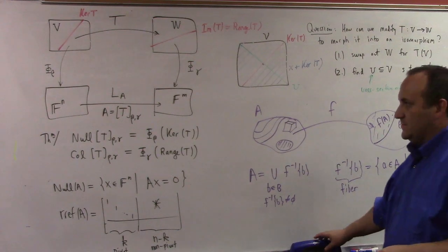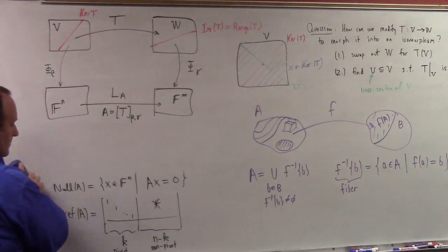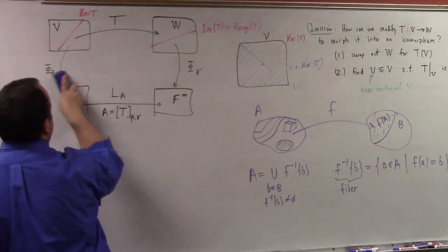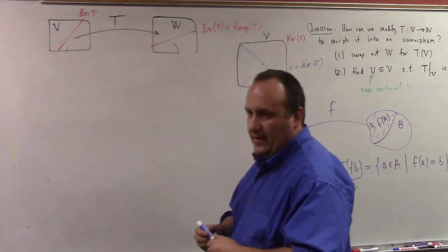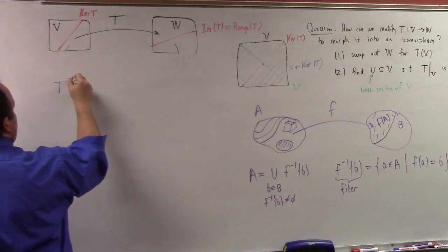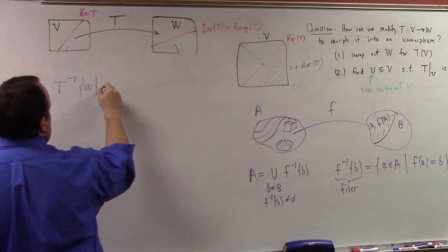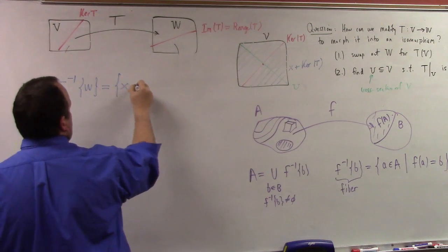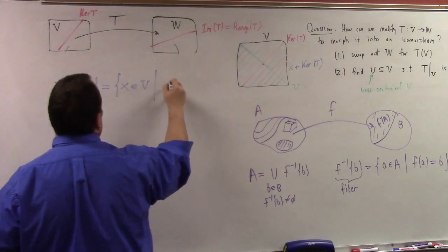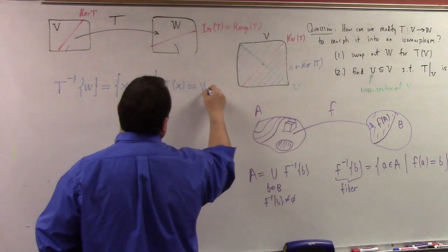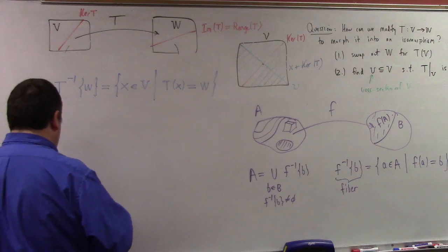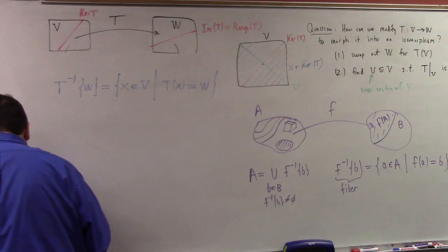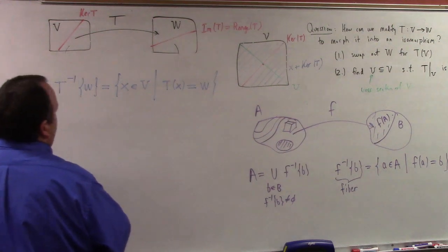The fibers of a linear map are far more boring. What does the fiber of a linear map look like? If we look at T inverse of a point in W, what is that? Well, that's x in V such that T of x equals w. But the thing is, let's see here. How can I get this?